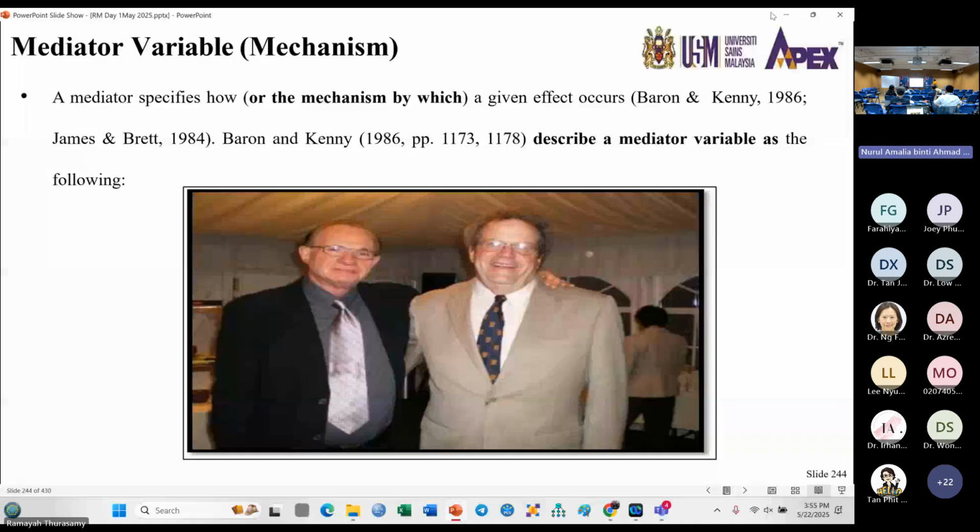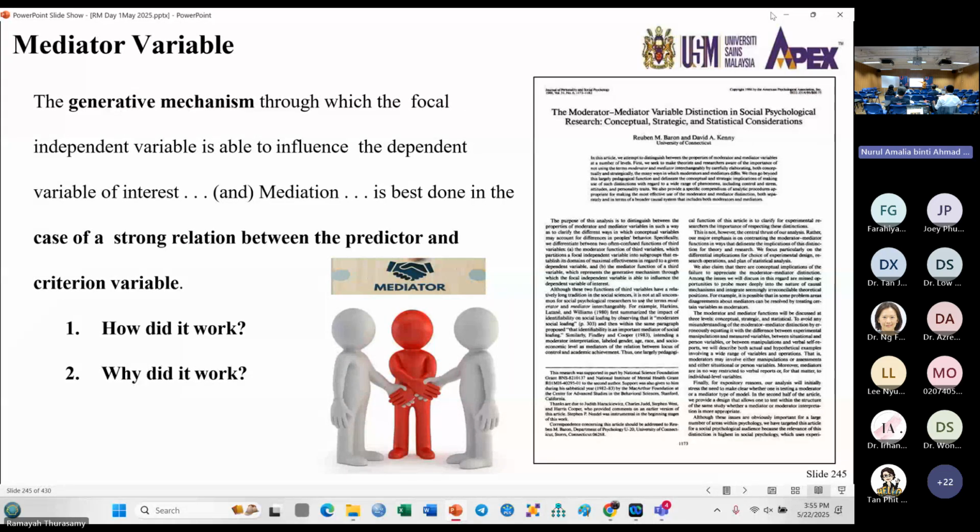And in this paper, they clearly mentioned that the mediator is the generative mechanism. You see, you can go directly to this person, right? But it takes a longer time. With the middleman, things get done faster. So the mediator is actually the mechanism that links your independent variable to the dependent variable, the middleman here, okay? And this is the condition: for those who are doing mediation, you must first show that your independent-dependent relationship is consistent and strong. That's the condition before you look for a mediator.